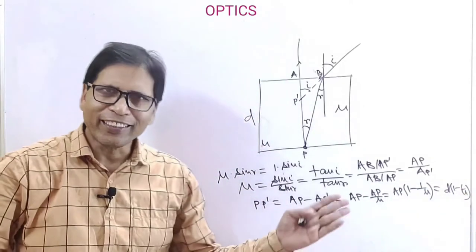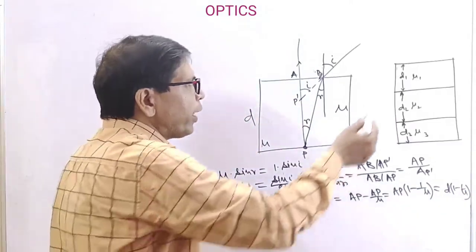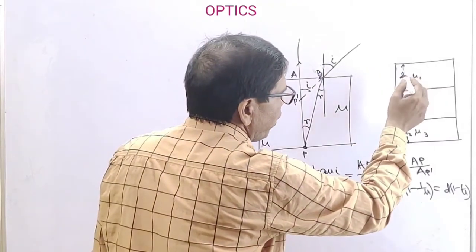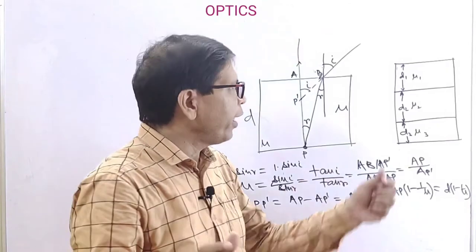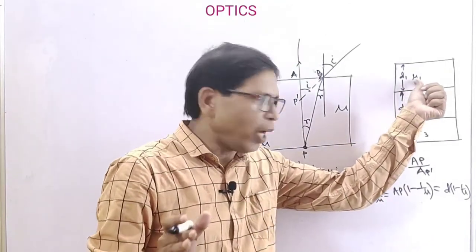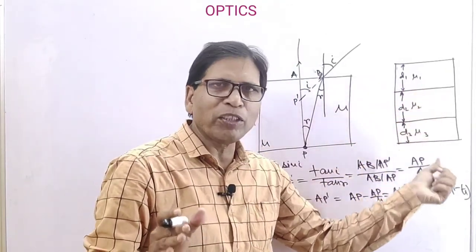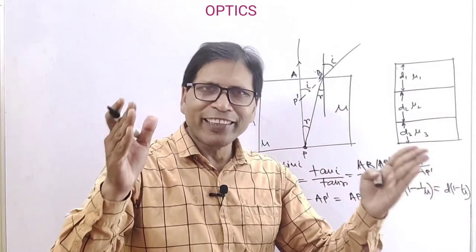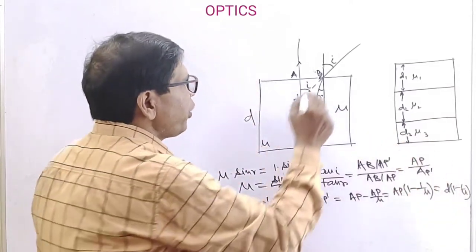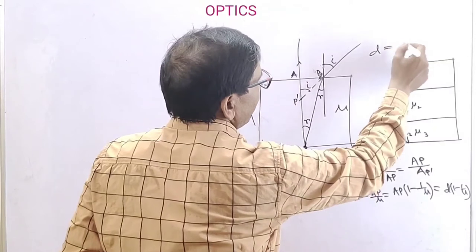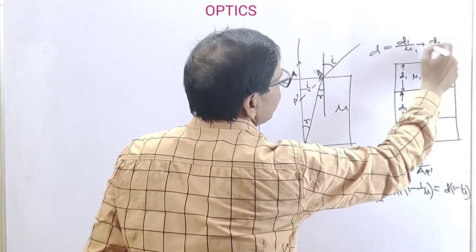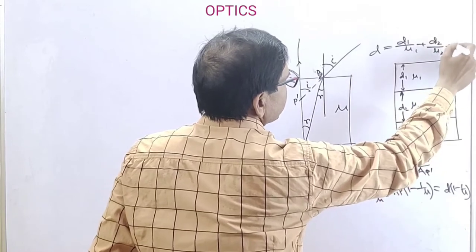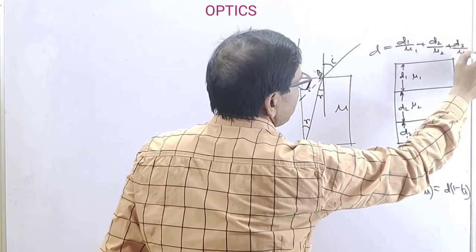Understood? Now look at this: three consecutive media of thicknesses D1, D2, D3 are in contact, and their refractive indices are mu1, mu2 and mu3 respectively. Then the apparent depth D equals D1 by mu1 plus D2 by mu2 plus D3 by mu3.